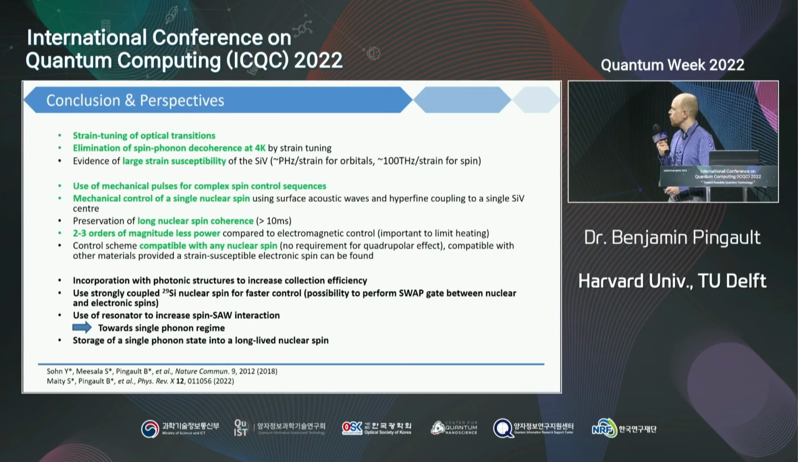We could also incorporate the SiV center into a mechanical resonator that in the long run could be cooled down to the ground state level. And so if we could reach the single phonon regime, we could even try to store single phonon states into a long-lived nuclear spin.